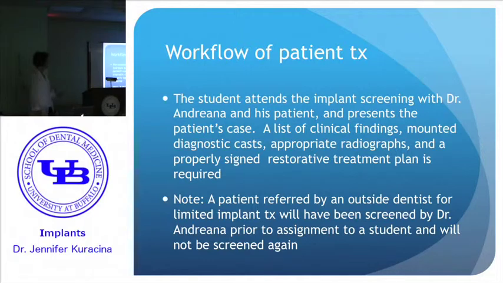And then, as I mentioned, if it's a patient referred from the outside specifically for implant treatment and nothing else, that patient has already seen SEB, and that screening then is bypassed.